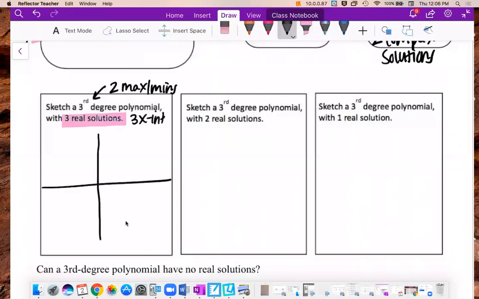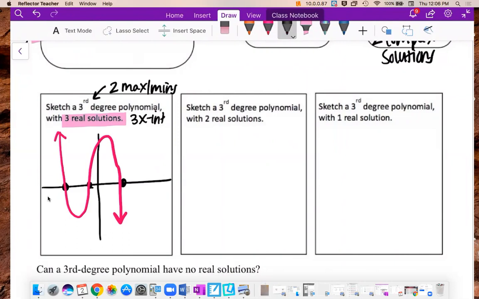I know it has to cross the x-axis 3 times, so let me just draw 3 times in here. And then I know it has to have 2 maximums and minimums. So I'm going to just start up here. I'm going to go through here, through that x-intercept, and then through that x-intercept. And then I can see it has 2 max-mins. So that would be a 3rd degree polynomial that has 3 real solutions or 3 x-intercepts.